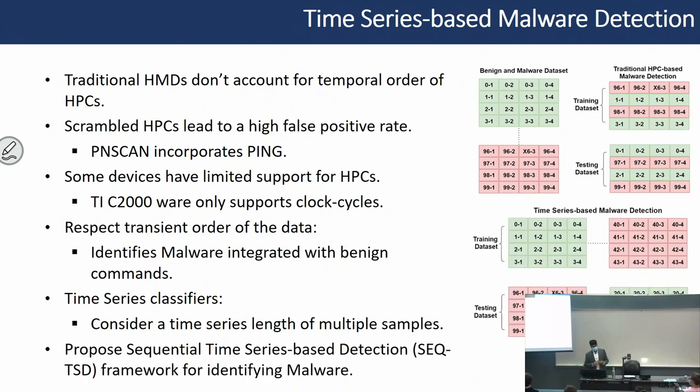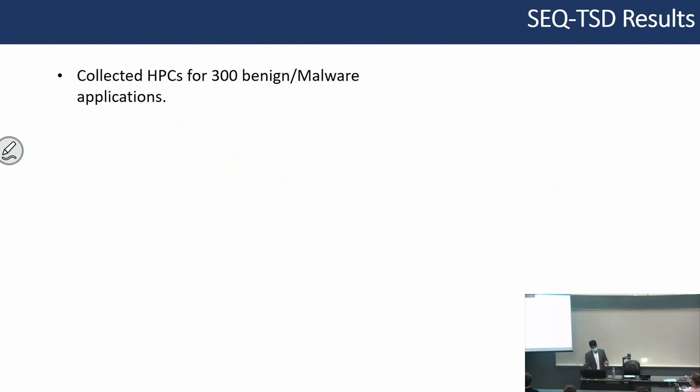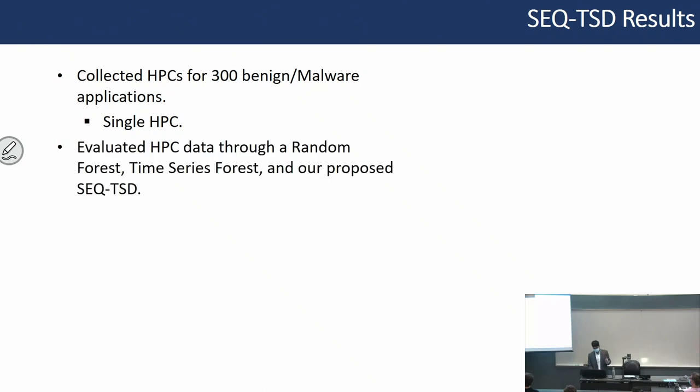So going beyond traditional, statisticians will tell you that there is a time series classifier already. We developed our own time series classifier, which is SecTFT, okay? And we'll show what our results are. We collected 300 HPCs, and we are working on a single HPC. Remember, we are not using four HPCs. We are working on a single HPC in these experiments.